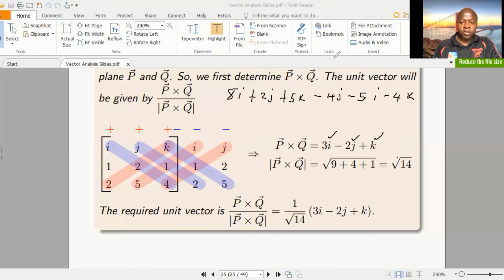So we have the cross product. What we now need to get is the magnitude of this cross product. To get the magnitude of a vector, we have 3 squared plus negative 2 squared plus 1 squared. The square root of that gives us the magnitude, which is root 14. So we had already said that the required unit vector will be given by the cross product over the magnitude of the cross product. And when you do that, this is what we get. And this is the unit vector.